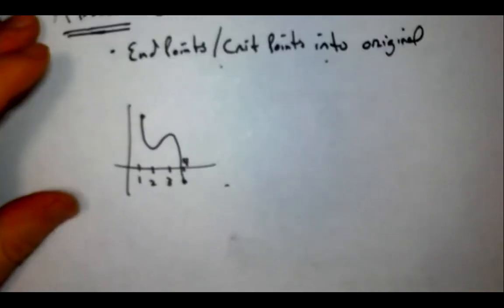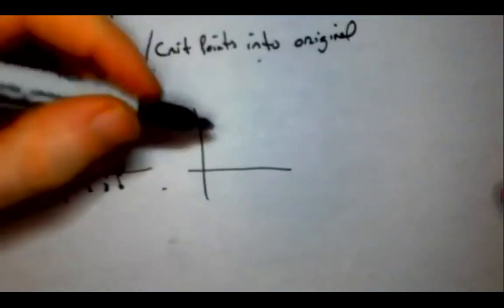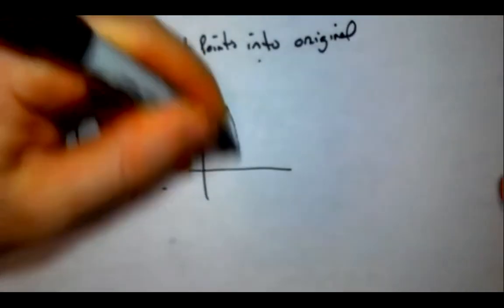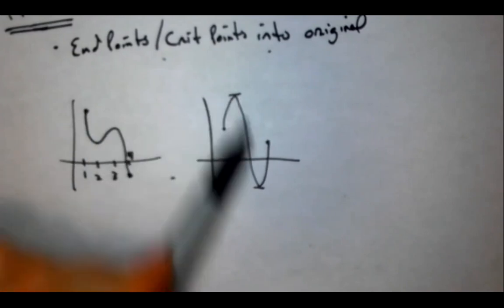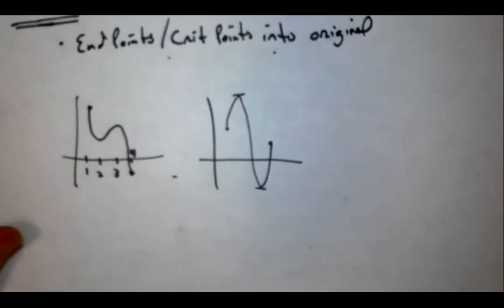Now, the relative extrema can be that if we had a graph that looked like this. Now, in that case, the relative extrema is the absolute extrema. So we just don't know. So to figure out the absolute extrema, you're looking at the endpoints and the critical points, and we want to plug them into the original to see what we're talking about.